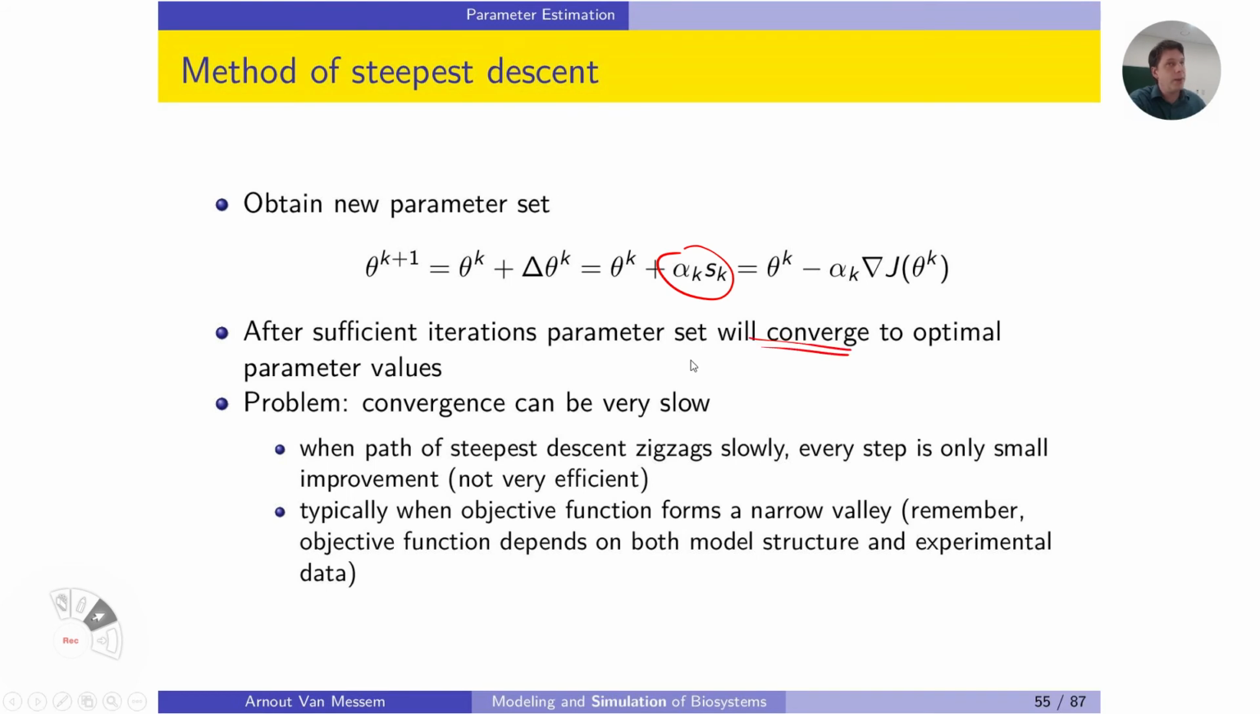So we know that the method does converge, but convergence can be very slow. In certain cases, you can get very slow convergence because you will have a very zigzagging path. Instead of taking big steps to reach the minimum, you will be taking a lot of small steps to go to the same minimum, and so it will take you a lot longer than it could have. Usually this is due to a bad choice of your initial parameter set. When does this happen? Typically when the objective function forms a very narrow valley, which will become clear after this.